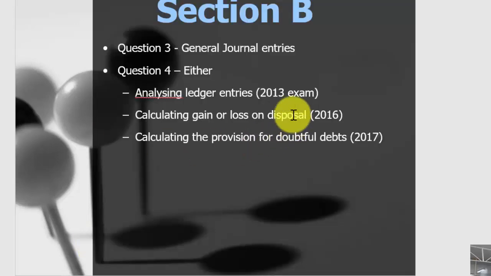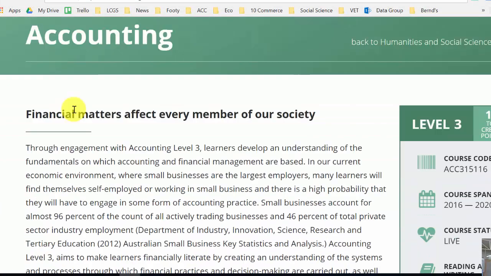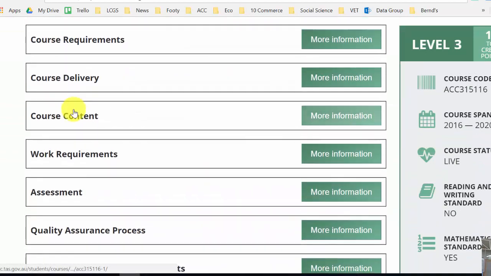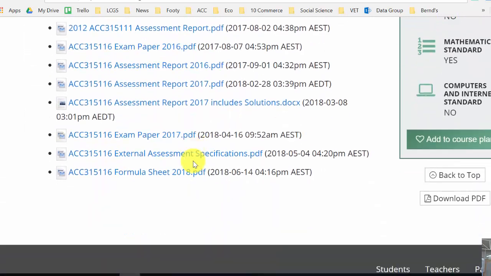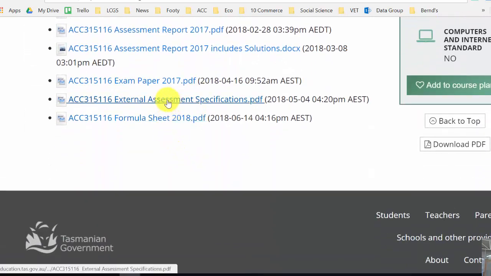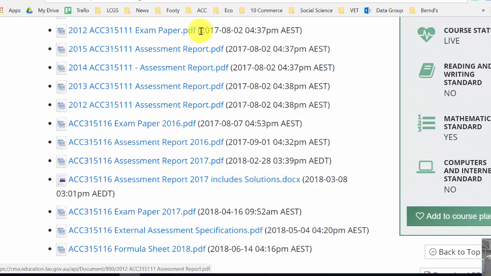There it is. Now, this information, this is what I'm going to show you, but let me just first of all refer you to where this information comes from. So here's the accounting task site. You'll notice a whole lot of things here. At the bottom, which you should already know about, are supporting documents including external assessment material. When you click on that, you've got a whole lot of options here. And I'm looking at this external assessment specifications. You might have looked here before, exam papers, and you can see assessment reports which have got all the answers.